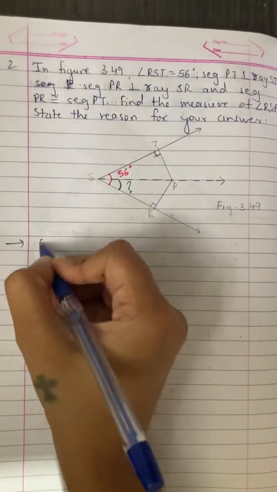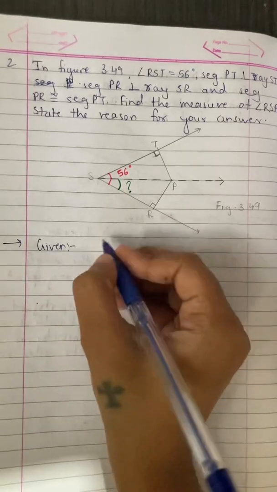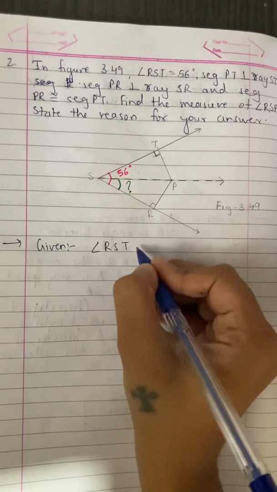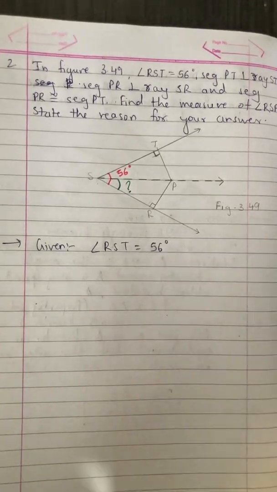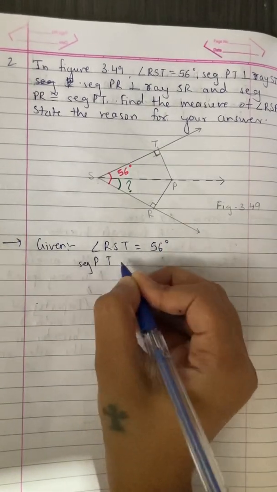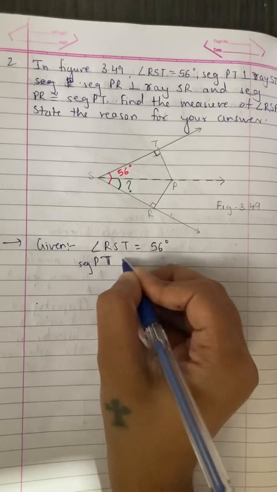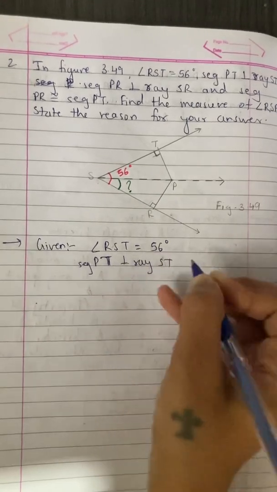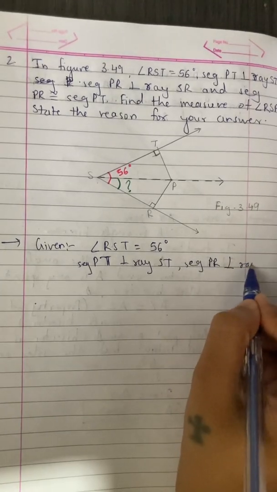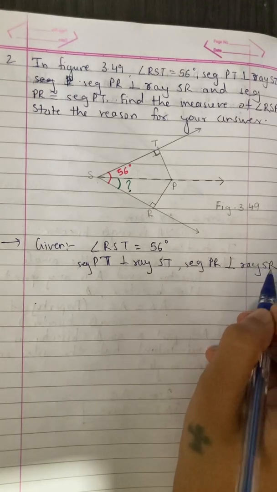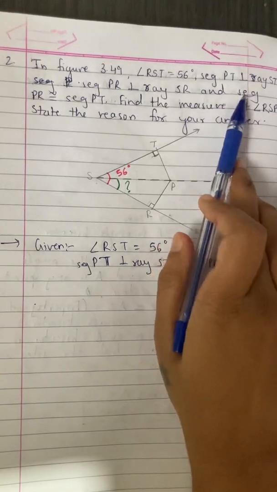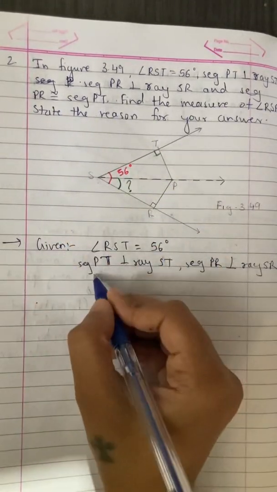So first write down all the given things. Angle RST is equal to 56 degrees. Segment PT is perpendicular to ray ST, and segment PR is perpendicular to ray SR. And one more thing is given, segment PR is congruent to segment PT.